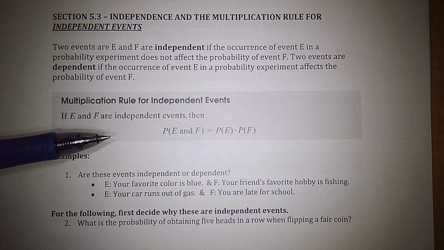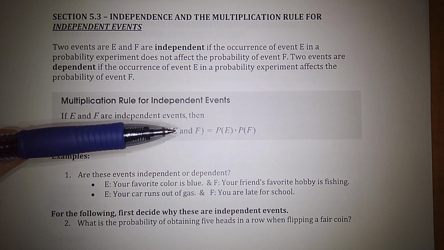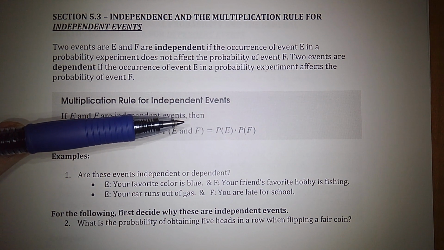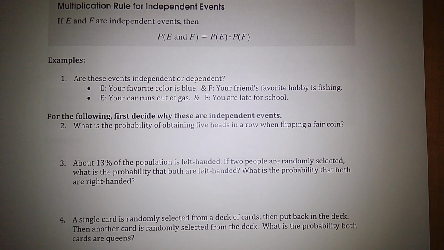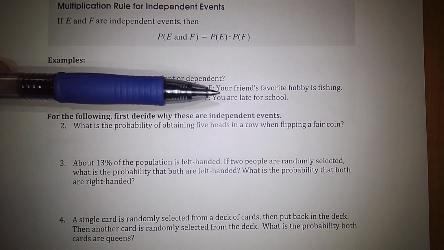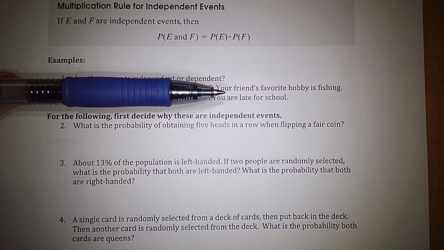The multiplication rule for independent events is pretty easy. In order to find the probability that this event will occur and then this event will occur next, we simply multiply their probabilities together. For example, let's first decide whether these events are independent or dependent. Your favorite color is blue, and your friend's favorite hobby is fishing. Those are clearly independent, because whether or not my favorite color is blue is not going to have any bearing on the probability that your favorite hobby is possibly fishing. They're completely unrelated events.